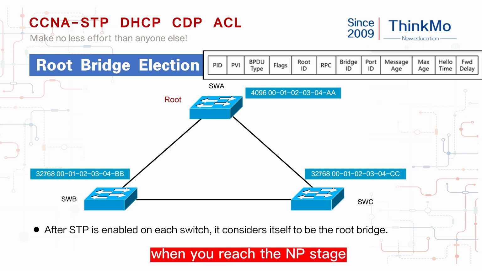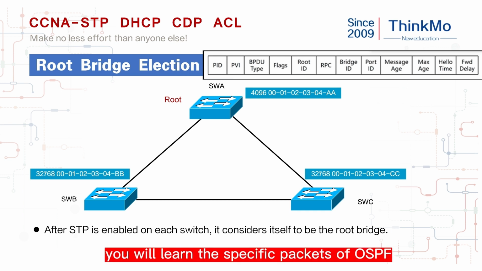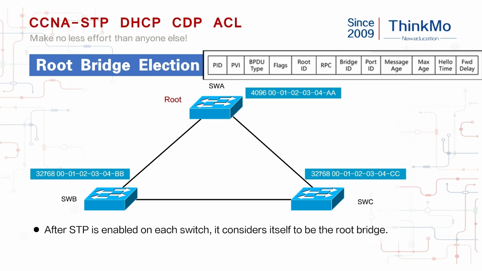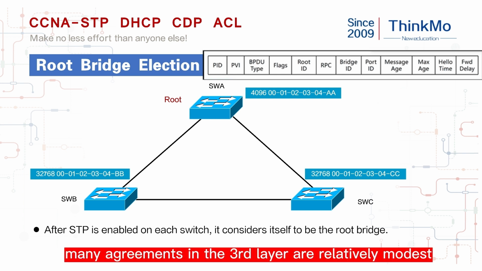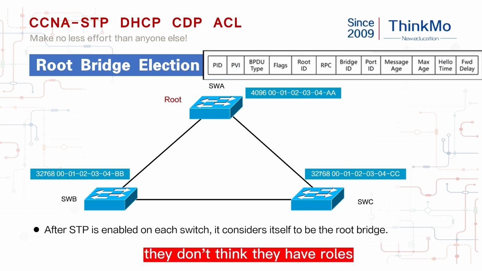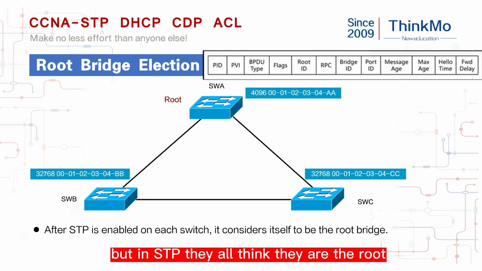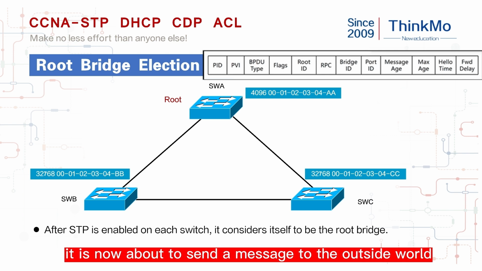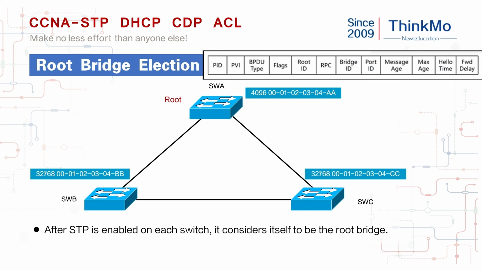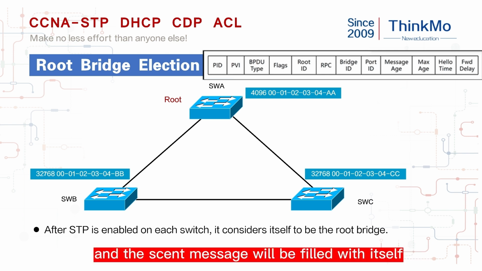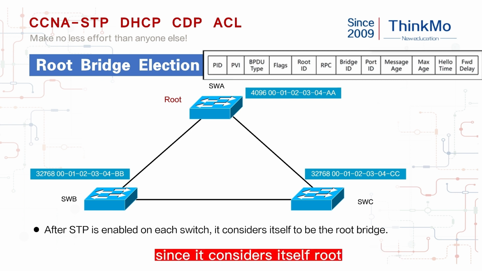When you reach the NP stage, you will learn the specific packets of OSPF. Everyone knows that many protocols in the third layer are relatively modest. They don't think they have roles. But in STP they all think they are the root. It is now about to send a message to the outside world. Which parameter in the sent message will be filled with itself? Since it considers itself root, it will send out BPDU packets, and this will fill it in.